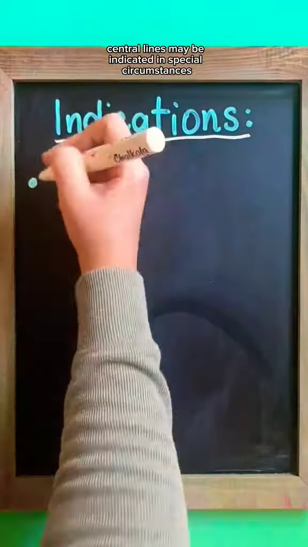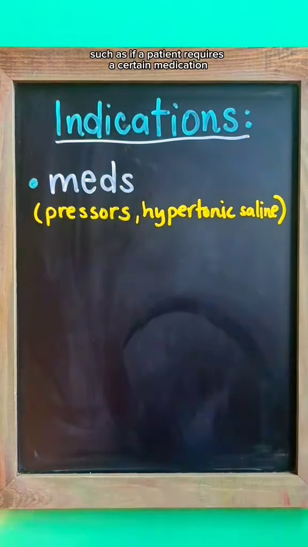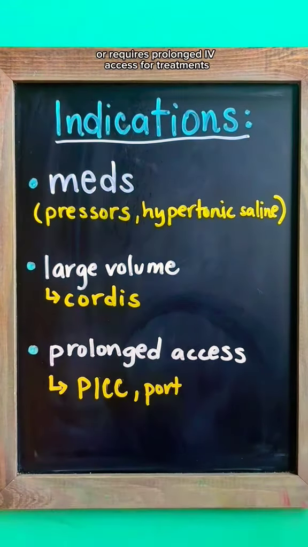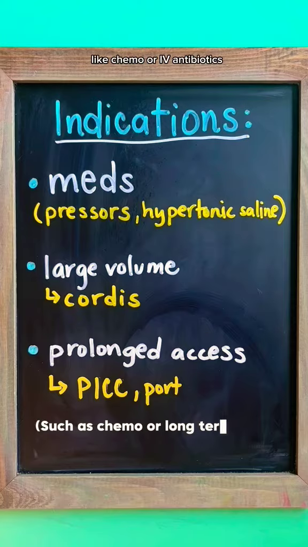Central lines may be indicated in special circumstances, such as if a patient requires a certain medication, requires a large volume of fluids or blood, or requires prolonged IV access for treatments like chemo or IV antibiotics.